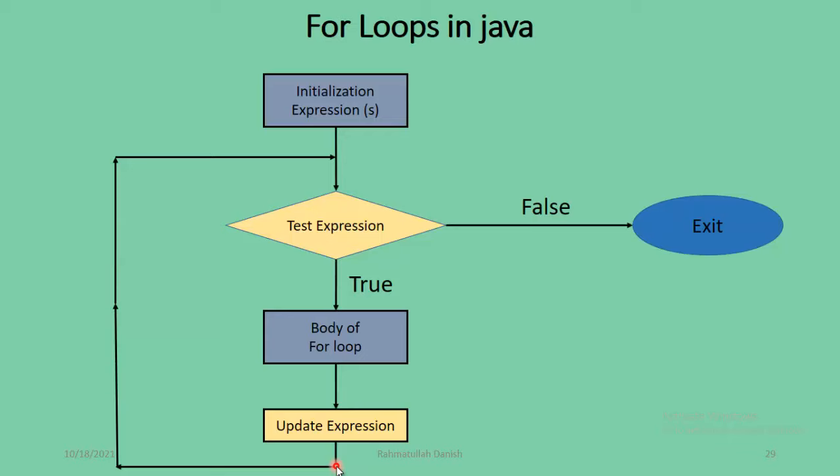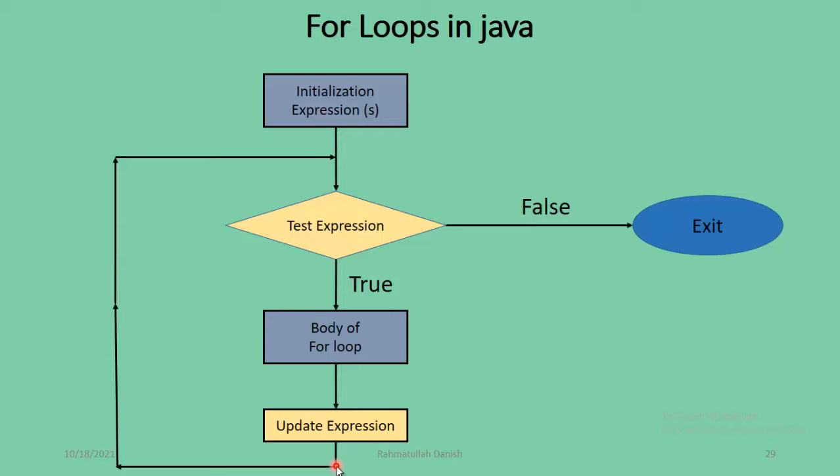We use a loop to iterate a part of the program several times. If the number of iterations is fixed, it is recommended to use a for loop. There are other types of loops like the simple for loop, for each, enhanced for loop, and labeled for loop. A simple for loop is the same as in C and C++.